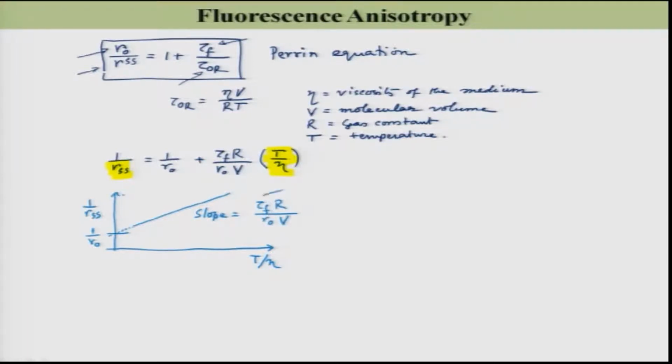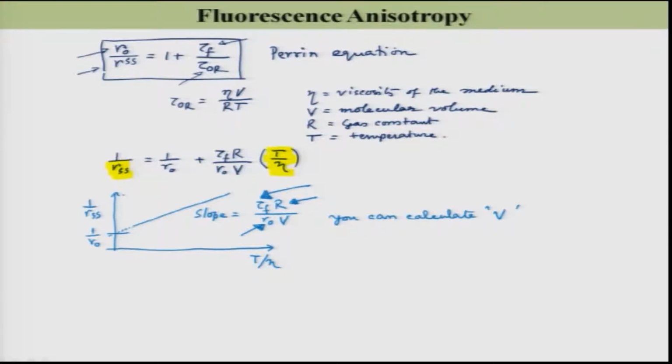Now if tau f, the fluorescence lifetime, is known, R obviously is a constant, and if you have a prior idea of R0, then you can calculate V, that is the volume. This is a well used equation in the application of fluorescence anisotropy.